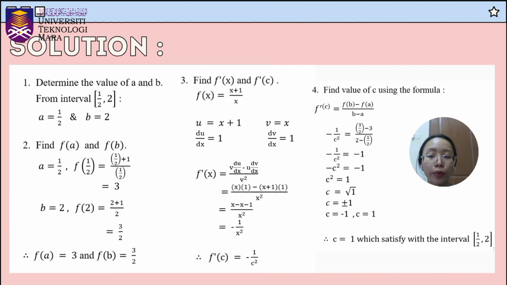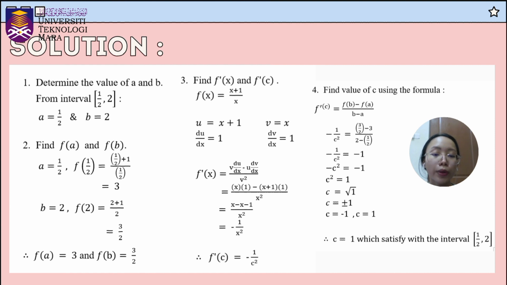Secondly, we will need to find f(a) and f(b). We just have to input the values a and b into the function f(x) equal to x plus 1 over x. Thus, in the end, f(a) is equal to 3 and f(b) is equal to 3 over 2.